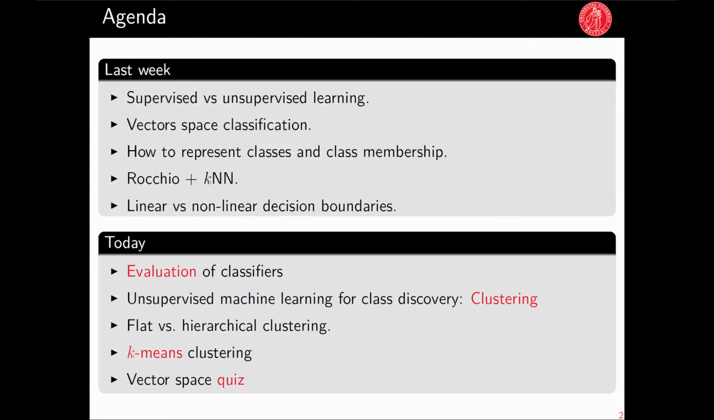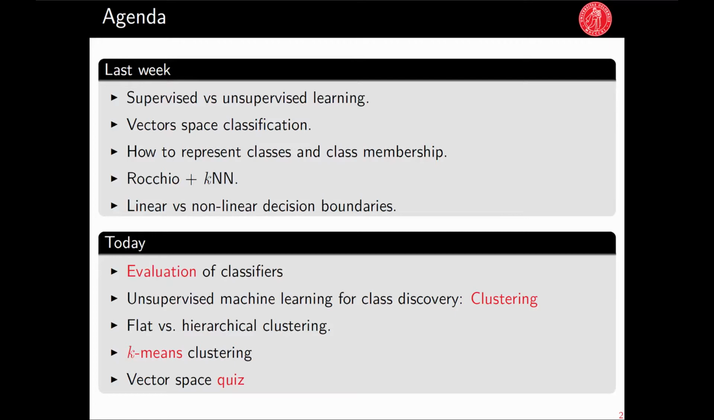And the last lecture we stuck to supervised learning. We'll continue to talk about supervised learning for the first part today, and then we'll turn to unsupervised learning. Okay, but so last time we talked about basically two different classifiers, Rocchio classification and k-nearest neighbor classification. And both of these are classifiers that sort of build on this vector space representation of our data. So we could call them vector space classifiers.